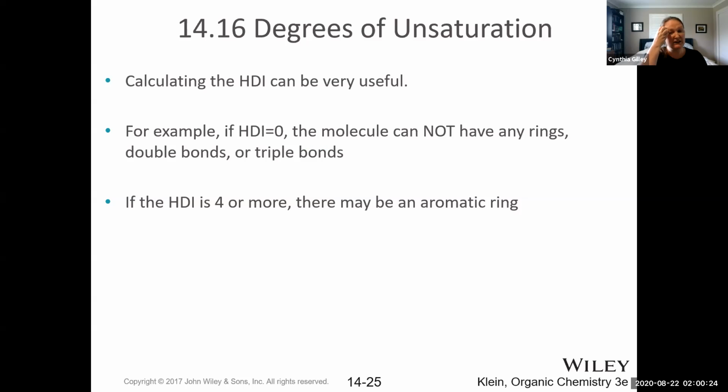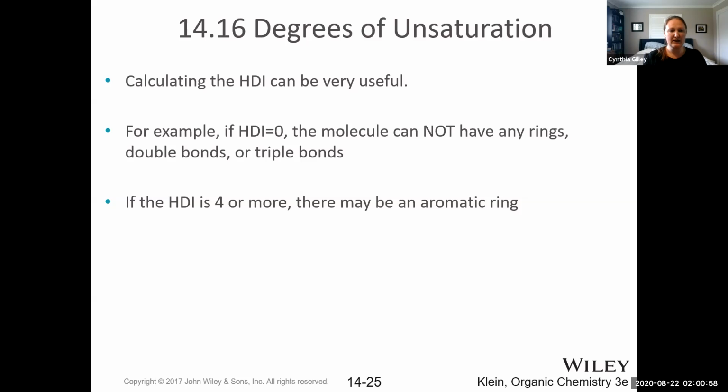So calculating the HDI can be very useful if you're just given a molecular formula and you're trying to figure out what the compound is. Because if, for example, you get an HDI of 0, you know the molecule cannot have any rings or any pi bonds. So that's really helpful information. That means it can't have a ketone, an aldehyde, an ester, a lot of the different functional groups that have a carbonyl, which is 1 pi bond. So it's not possible if the HDI is 0.